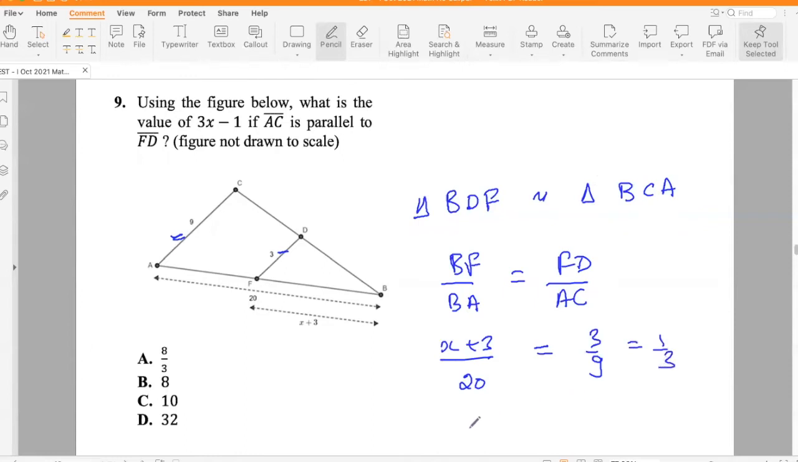So 3x plus 9 is 20, right? So 3x is 11, right? And they are asking 3x minus 1, so that will be 10. Option C.